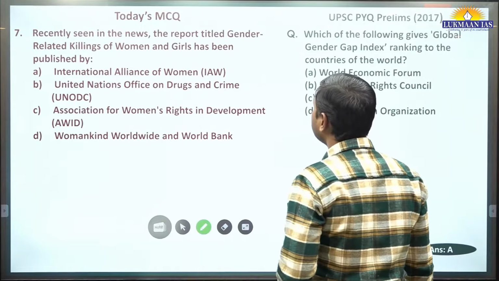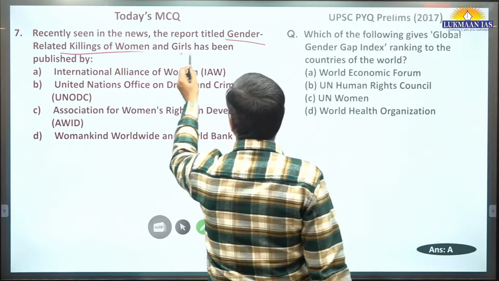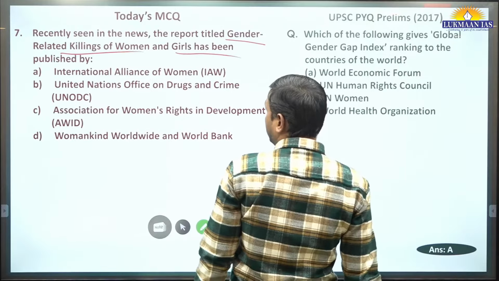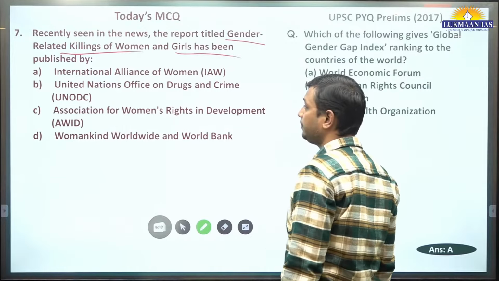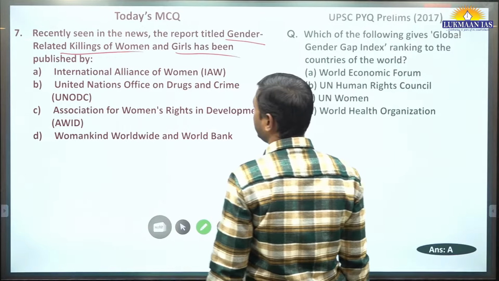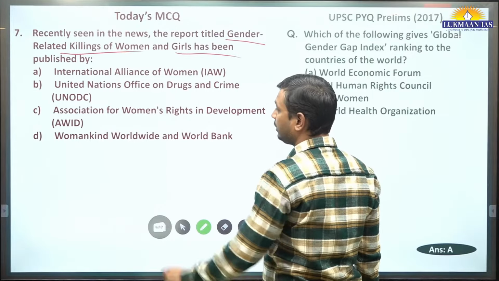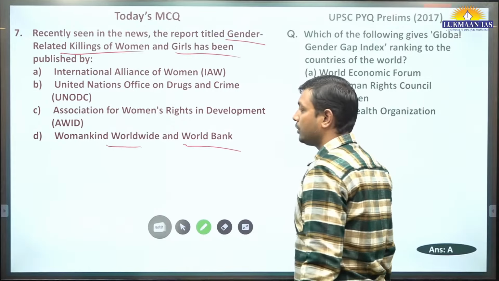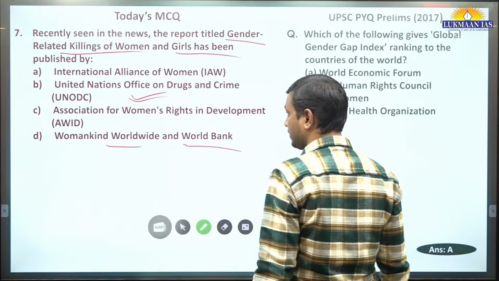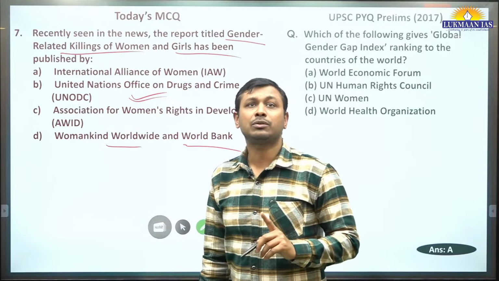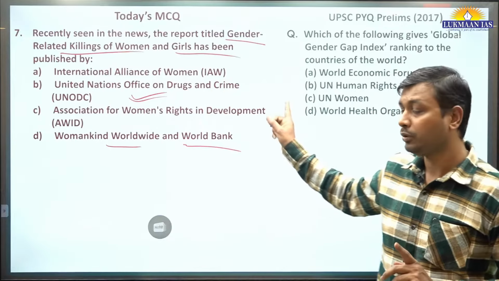Recently seen in the news, the report titled Gender Related Killing of Women and Girls has been published by the International Alliance of Women, United Nations Office on Drugs and Crime, Association for Women's Rights in Development, Womankind Worldwide and World Bank. Okay, 2 institutions are there in the World Bank. As far as the correct answer is concerned, the United Nations Office on Drugs and Crime and UN Women are the 2 organizations which have brought out this report.